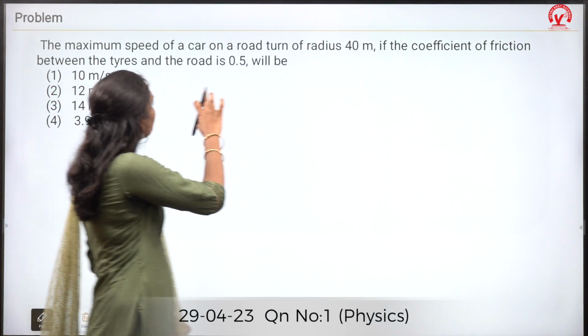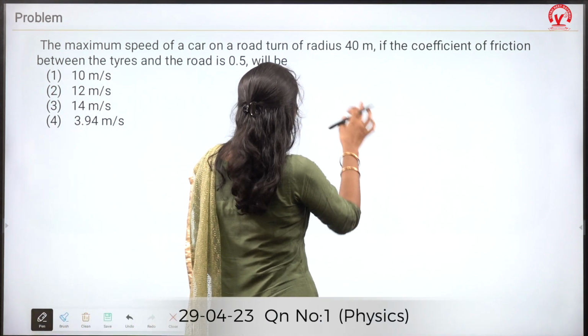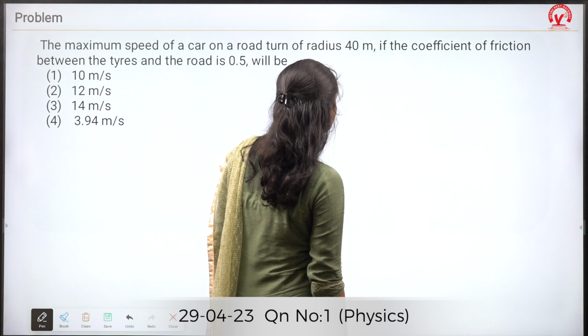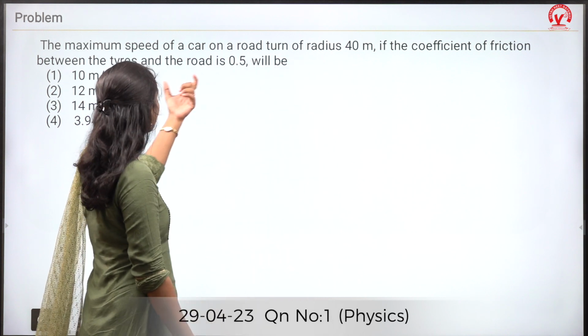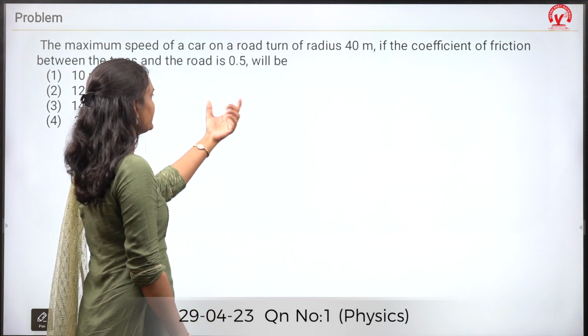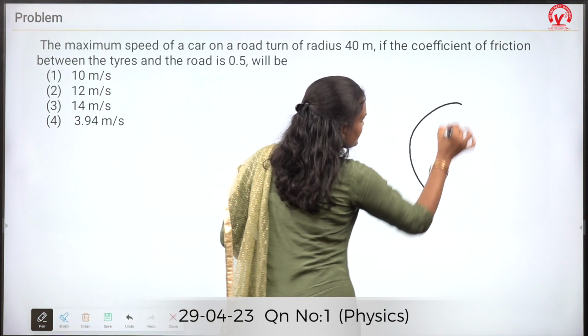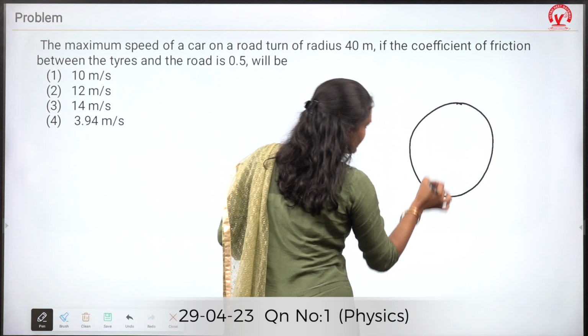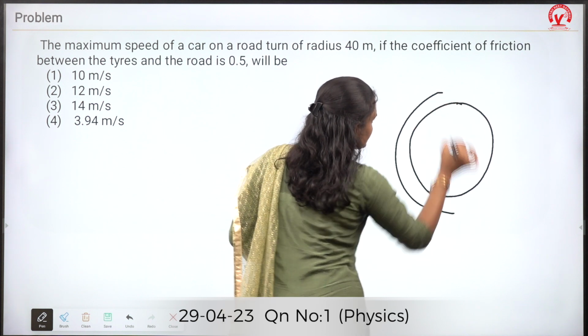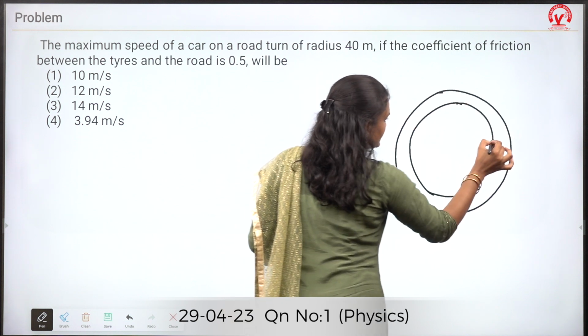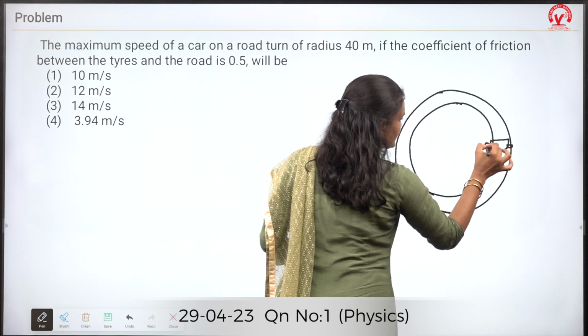What is the maximum speed of a car on a road turn of radius 40 meters, if the coefficient of friction between the tire and road is 0.5? Here they are asking about a circular path. A car is moving in a circular path.